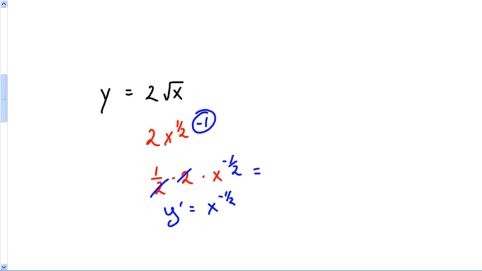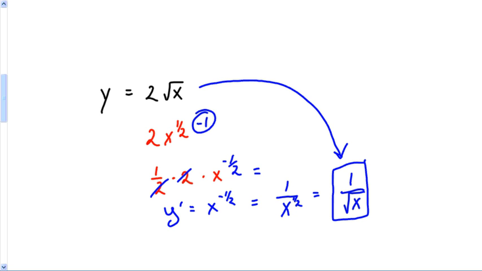Now once again, your math teacher probably isn't going to like that, so you could rewrite it as 1 over x to the half. And then, of course, your teacher may want you to go one more step, put that radical back in, and write that for a final answer. So the derivative of that function, 2 square root of x, is 1 over the square root of x.